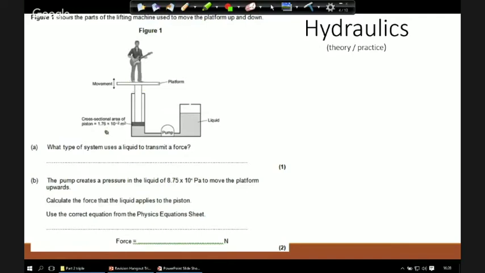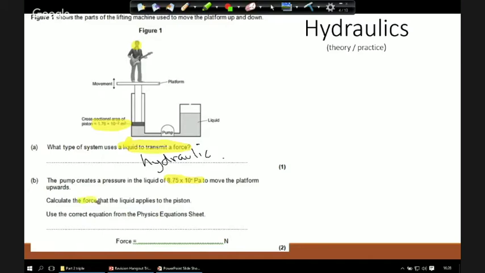Let's get the highlighter out and highlight some information that it's giving us here. So we know the cross-sectional area of the piston. We've got our celebrity there, and this platform is going to go up and down. Here's our pump, which is applying a pressure to the water. So what type of system uses a liquid to transmit a force? Well, it's a hydraulic system. The pump creates a pressure in the liquid of 8.75 times 10 to the 4 pascals to move the platform upwards. Calculate the force that the liquid applies to the piston. Use the correct equation from the physics equation sheet.